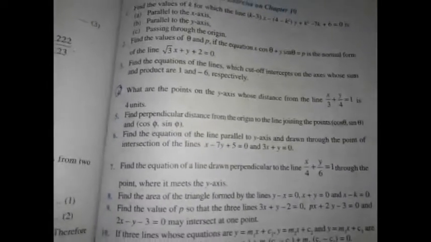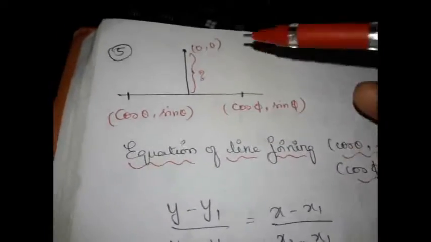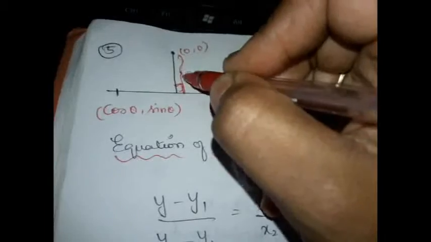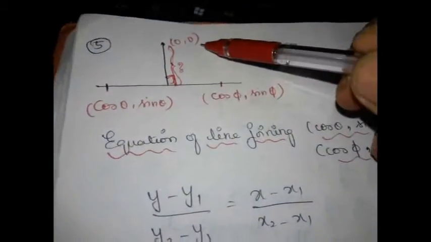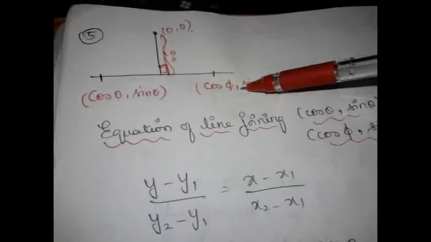What is question number 5? Find the perpendicular distance from the origin to the line joining the points cos theta comma sin theta and cos phi comma sin phi. So they asked you to find the perpendicular distance from the origin to the line joining the points. This is the length, the perpendicular distance, which is given in the question. When we want to find the distance, we need the equation of the line, right?